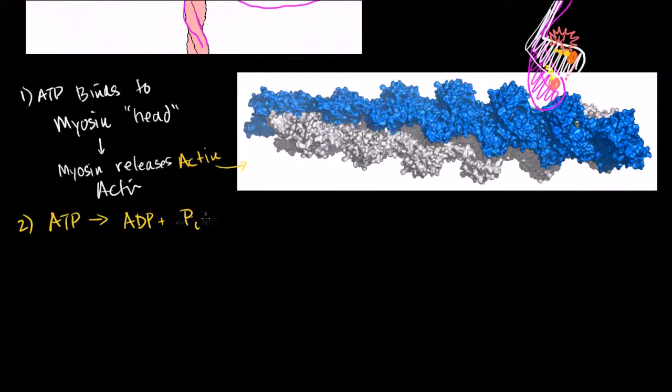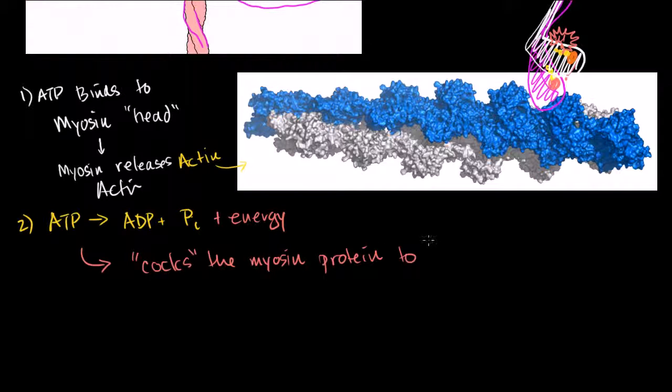So in step 2, plus energy, and this you can say cocks the myosin protein or enzyme to a high energy conformation. You can imagine it winds the spring or loads the spring to high energy conformation. And conformation for proteins just means shape.